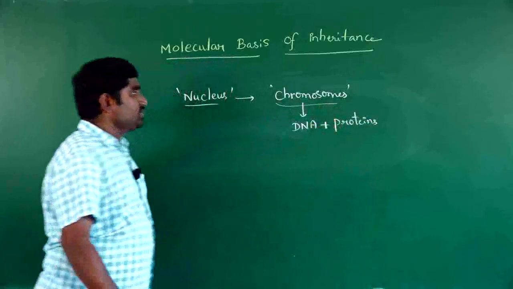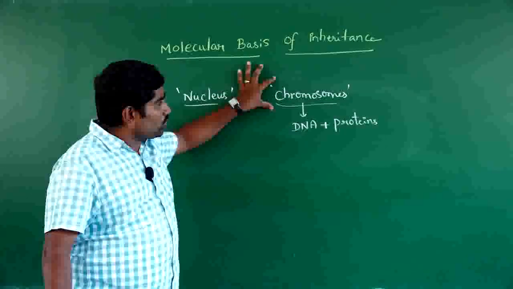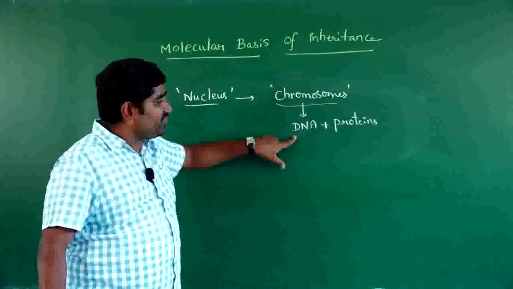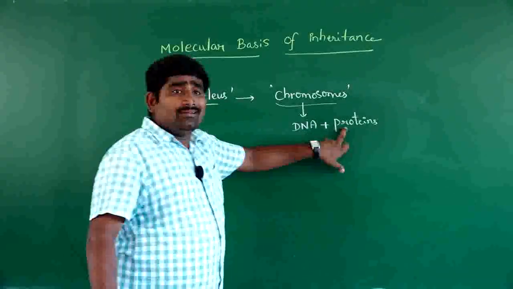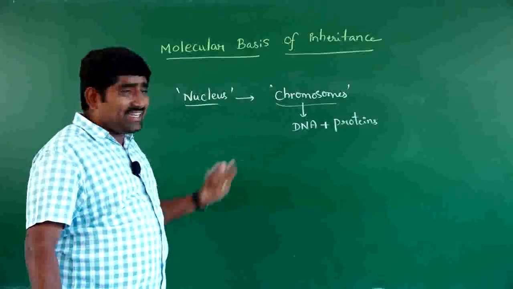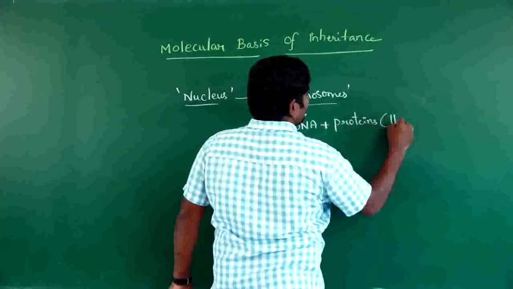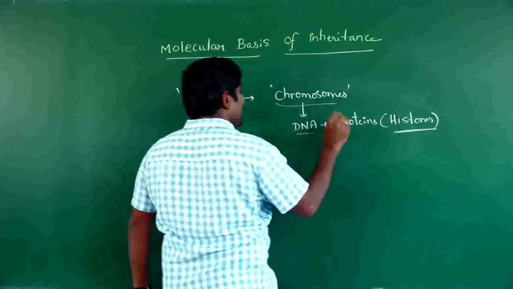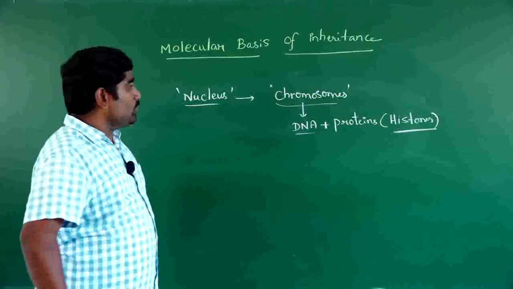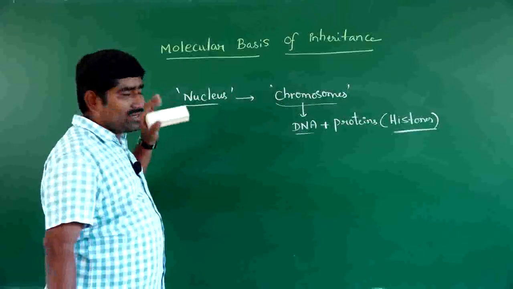Inside the nucleus, the rod-like structures are called chromosomes. The chromosomes are made up of DNA and some proteins. The proteins associated with DNA are called histone proteins. Histone proteins along with DNA form nucleosomes. The nucleosomes form the chromosome, and the chromosome is present inside the nucleus.